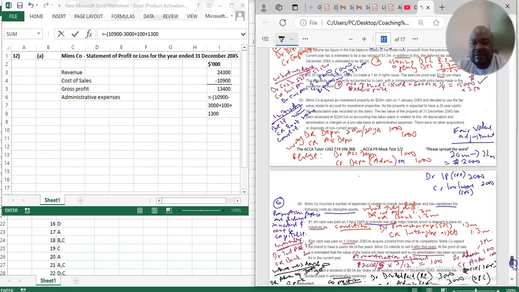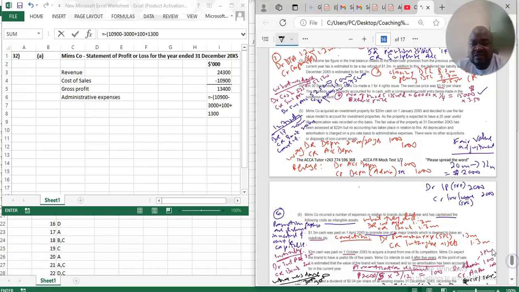Okay, step by step. What else? Fair value adjustment. The fair value adjustment for the investment property. That one is an investment income. Let's ignore it.